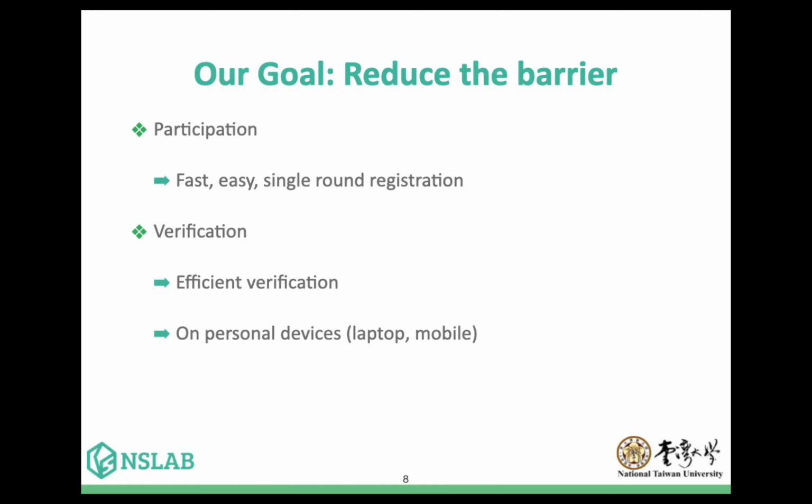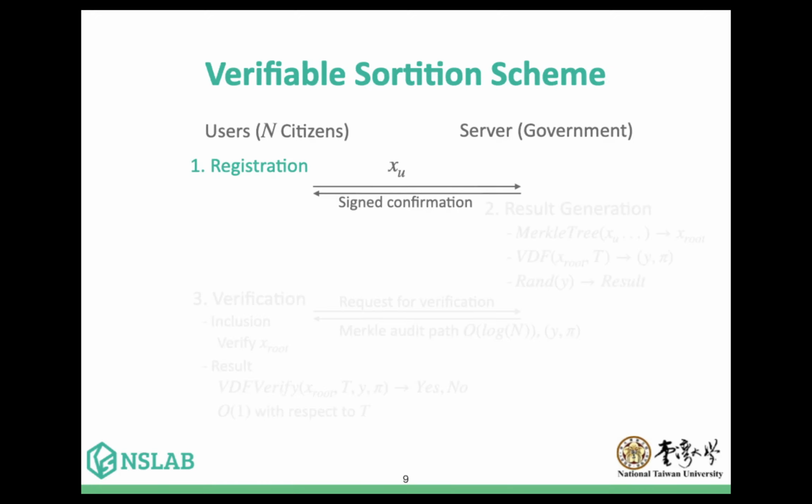To achieve these goals, we design our system as follows. In the first phase, users send their own arbitrary string to the server, and the server responds with an assigned confirmation as a proof of registration. After that, the server computes the verifiable delay function for a long time and finally outputs the random seed to select the final winners.